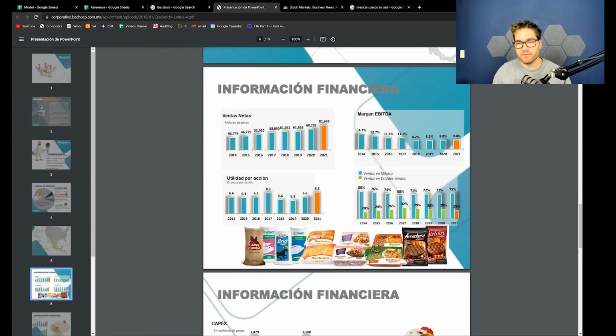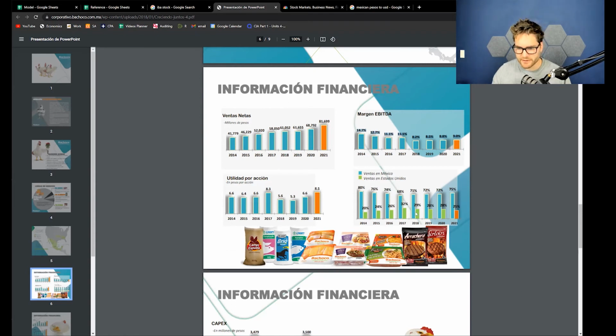However, we do see some suffering here. Their EBITDA margins have actually declined, right? This is also known as operating income, because it only takes into account the operating expenses. So operating income has declined, which is unfortunate, relative to revenues, by the way. So it's as a percentage.